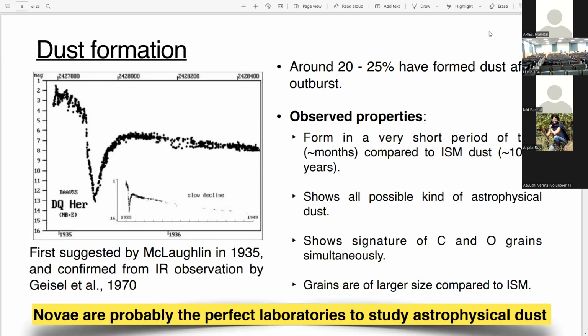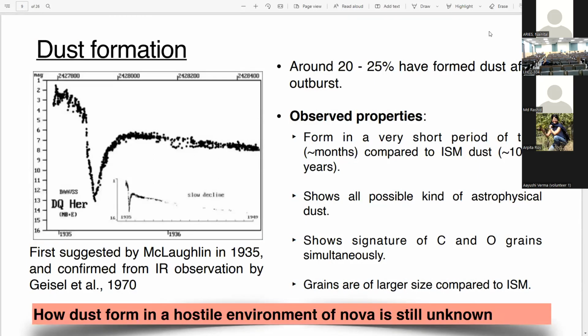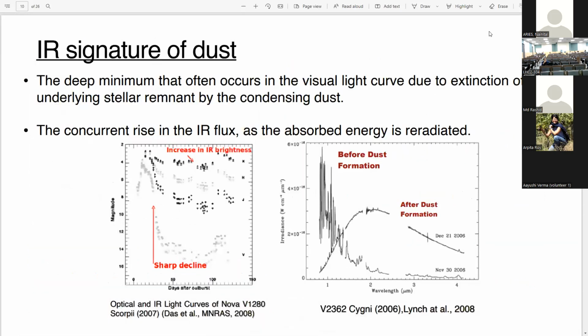And in a single outburst, they show all possible kinds of astrophysical dust. And again, we see a signature of both simultaneous carbon and oxygen grains in a single outburst. And the grain sizes are also different when we compare them to the ISM. But how these dusts are forming in these hostile environments is still unknown. It has been an open question for decades. So these are the IR signatures of dust formation in novae.